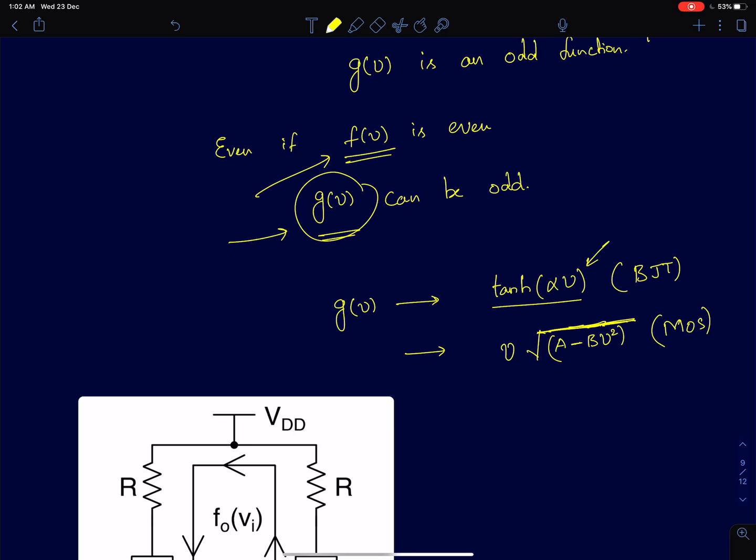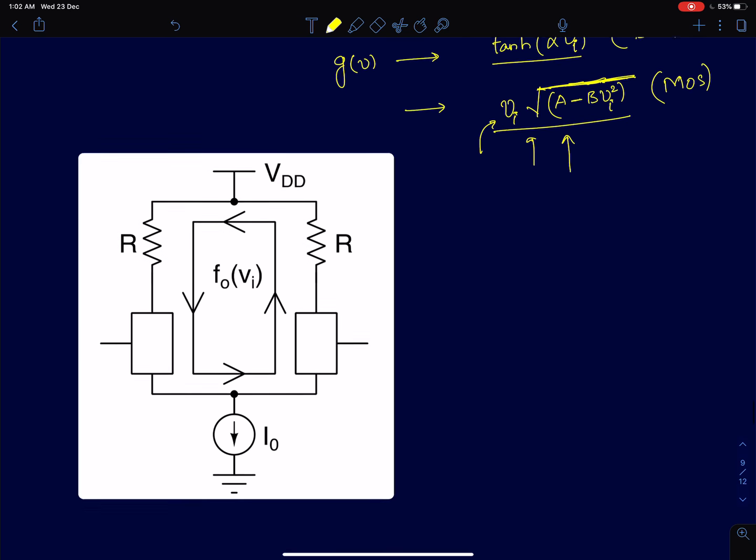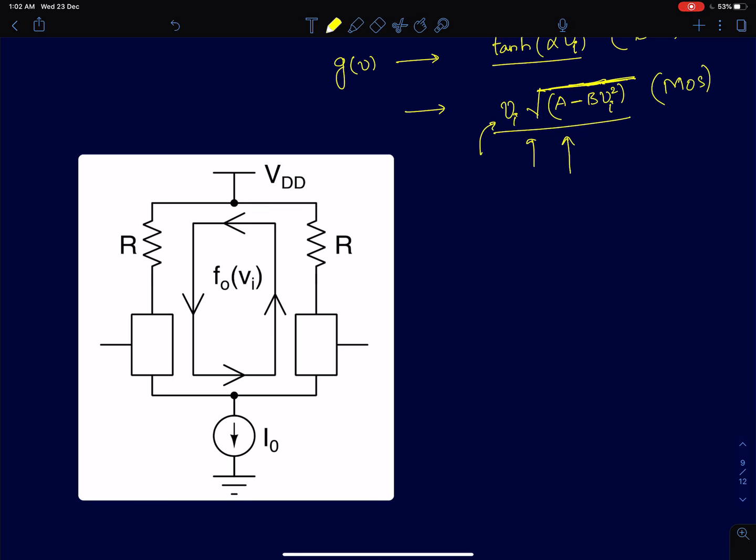It will have a tan hyperbolic dependence on the input voltage. And for a MOSFET, again the characteristic will look something like this. The input voltage Vi, it's Vi here, Vi into root of A minus B into Vi whole square. A and B here are constants, so that will depend upon the device dimensions and all that. Again, you can very clearly see that both these functions are odd functions. So that's one very interesting fact about MOS differential amplifiers with current biasing.